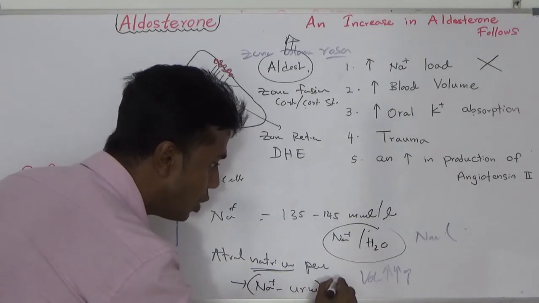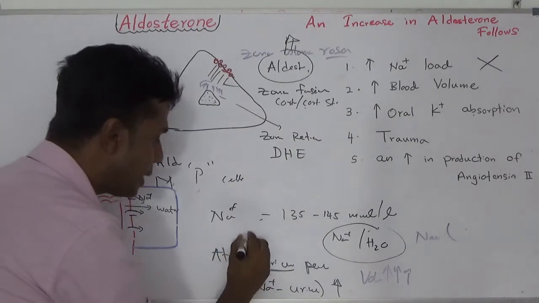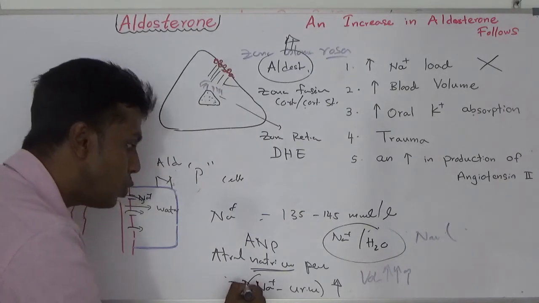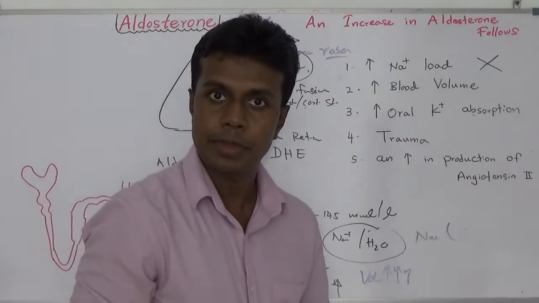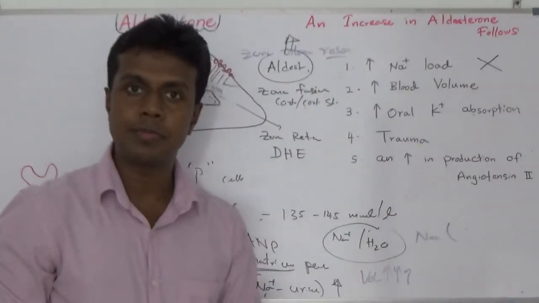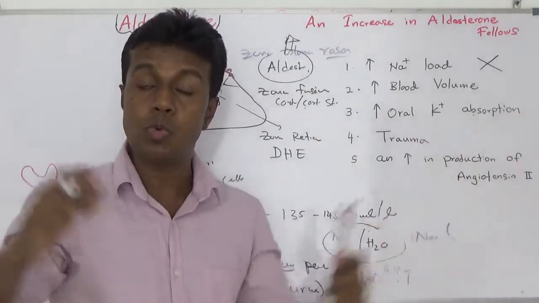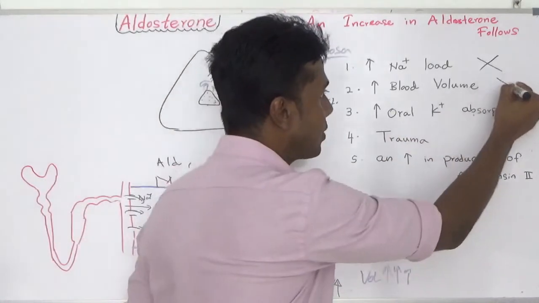Because of high volume, what happens? Your atrial natriuretic peptide is going to be secreted. It is going to remove your sodium and water via your kidneys, so you do not get high blood volume. You can have normal blood volume, but you can't have excessively high blood volume even though you have a higher amount of aldosterone. So this answer is wrong.